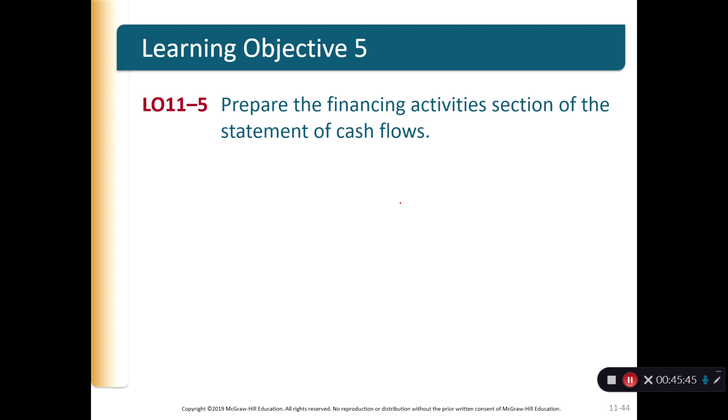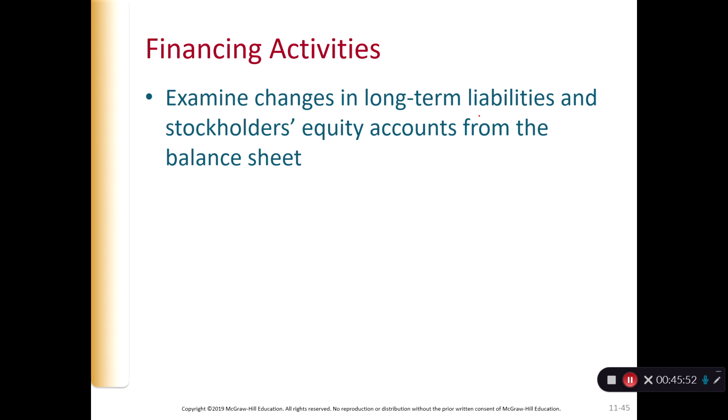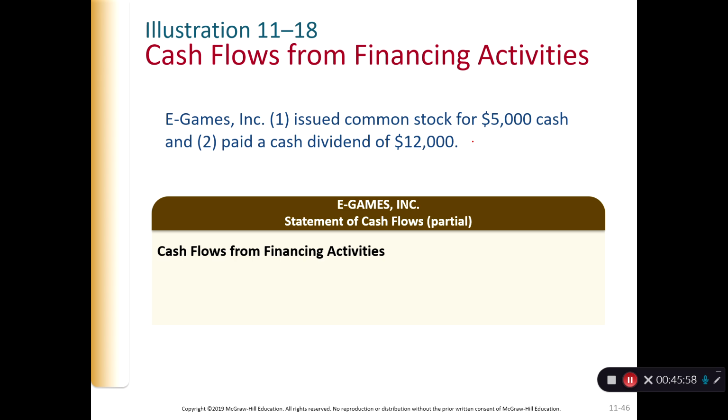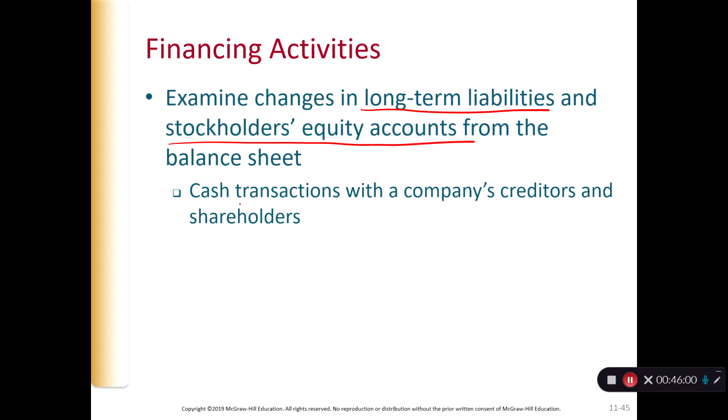So the last one is preparing the financing activities of the cash flow statement. First of all, we want to examine the changes in long-term liability and stockholders' equity accounts from the balance sheet. In a nutshell, these are the cash transactions with the company's creditors or shareholders. Financing activity is the easiest one to identify, only related to bankers or investors, right? That's all we need to worry about.